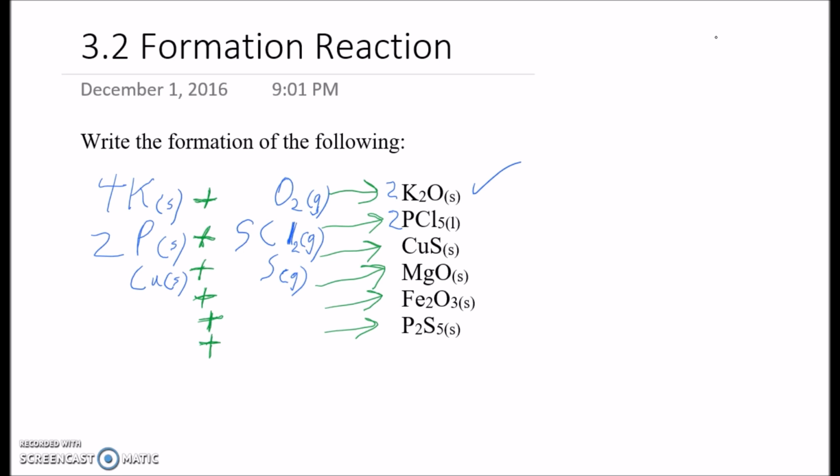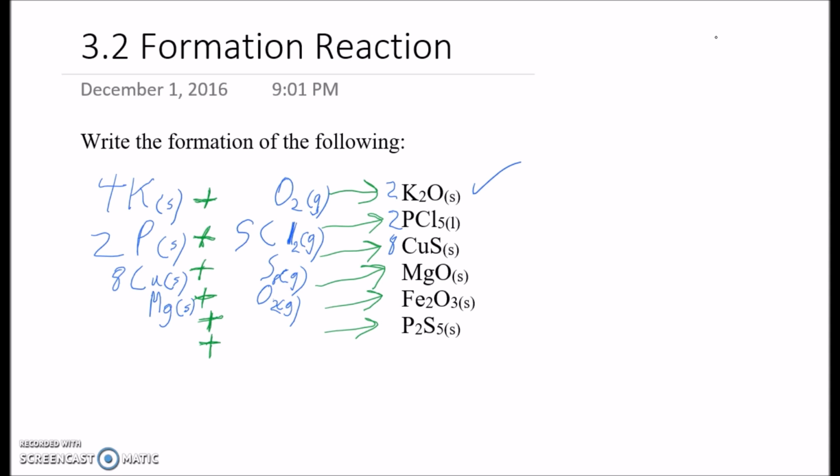Magnesium oxide is the next one. Magnesium is Mg, solid, and oxide, gas. But it's dioxide. Oh, actually, the last one here, I made a mistake. Sulfur has 8. If it has 8, then we have to go back here. This has 8, which means this has 8. So it would need a little bit of balancing.